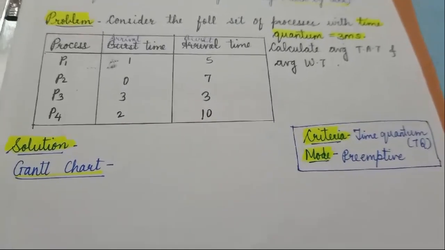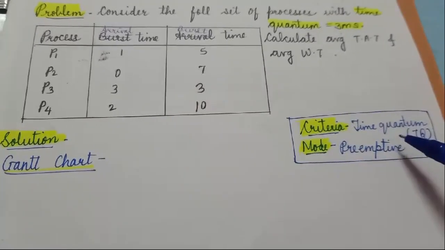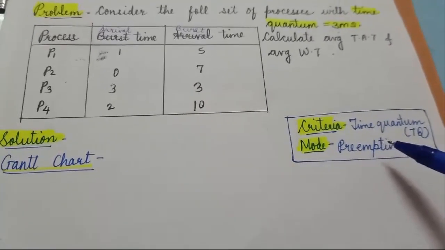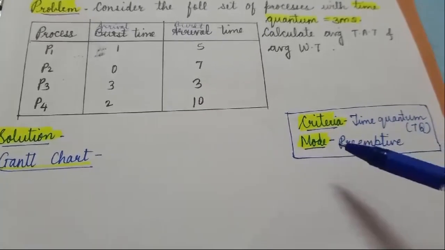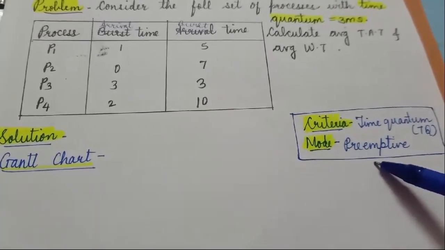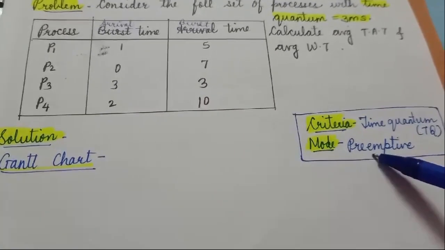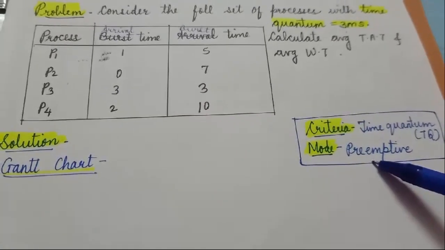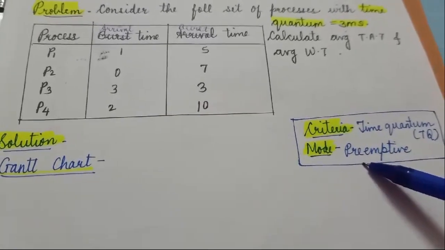to the right side. Criteria is the time quantum or TQ. Mode is preemptive. That means here we'll perform switching. Preemptive means switching of one process with the other process.